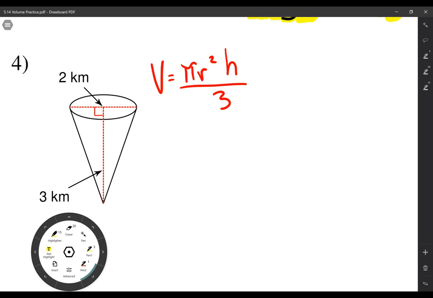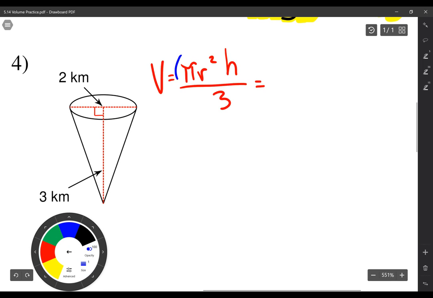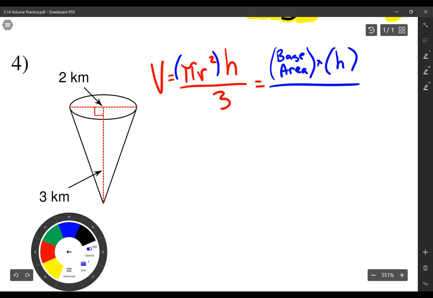So the pi r squared right here actually represents the base area. So another way we could write this is our base area times our height divided by 3. Both of these mean the exact same thing, but that's what that pi r squared is talking about.